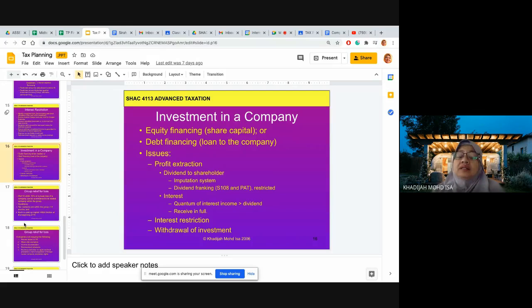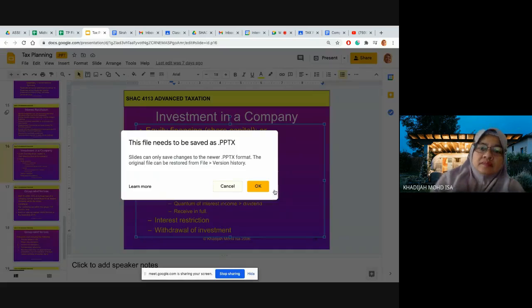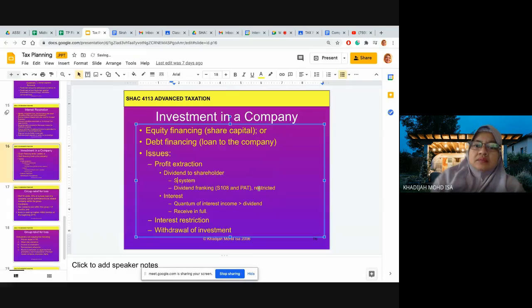Dividend here is no longer imputation system. Sekarang ni kita panggil single tier system. Okay. Single tier, right? Bila single tier system, you have to be aware that as a company, bila you invest money, in this case, if you have extra money, no problem lah, right? You invest, you dapat shares, and the dividend is a final dividend. Yeah, single tier, kita panggil final dividend.